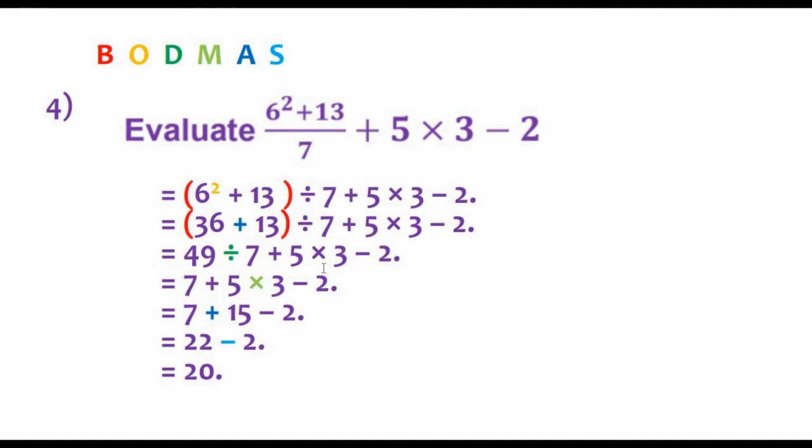And now we are left with addition and subtraction, where you can do it simultaneously, but you need to follow the left to right order. So if you follow the left to right order, 7 plus 15 becomes 22, minus 2 becomes 20. So the final answer is 20.